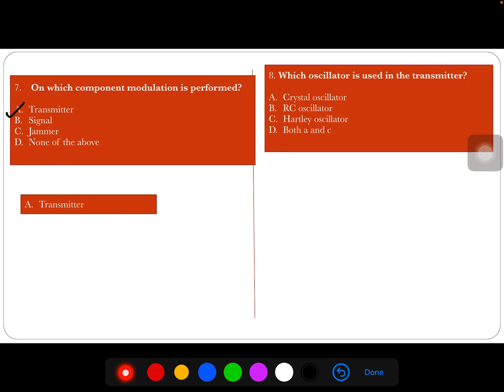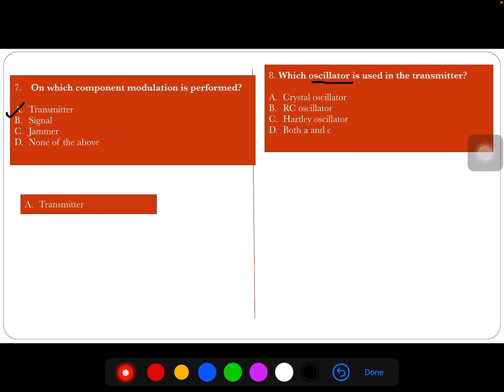Next question, which oscillator is used in the transmitter? Why is it being said that an oscillator is used in a transmitter? Because in the transmitter modulation is performed, and for modulation you need a carrier signal and a message signal. The message signal will be given by the user, because that is what is intended to be transferred from transmitter to receiver, but the carrier signal has to be generated of a certain frequency, and the carrier signal is always generated by means of a crystal oscillator.